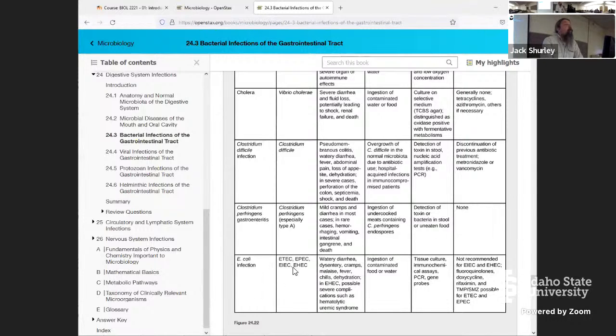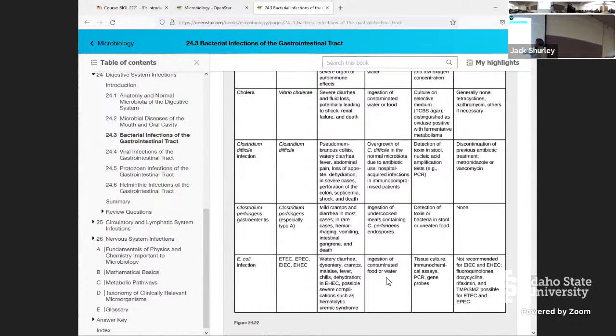E. coli, there are numerous, and the table before I said I'd go back to, these are different types or strains of E. coli with respective targets that they have. So there's watery diarrhea, dysentery, cramps, malaise, fever, chills, and dehydration. With the EHEC, there's possible severe complications. I mentioned this is the 0157, the kidney destruction, hemolytic uremic syndrome. So contamination, ingestion of contaminated food or water, all sorts of things can serve as culprits for that.